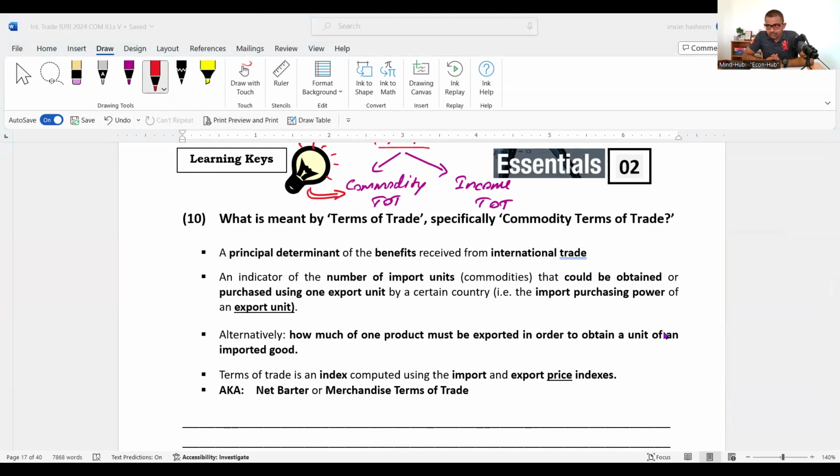This is the principal determinant, or this is what decides the benefits a country could receive from international trade. It's very logical, but the terms of trade, more than anything, is nothing more than, sorry, terms of trade, okay, all the phrases I've used.